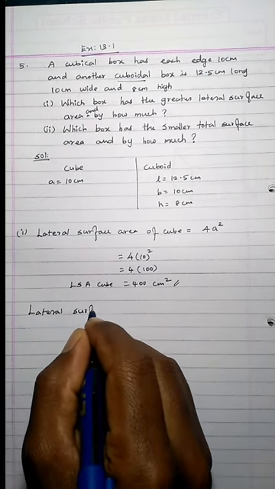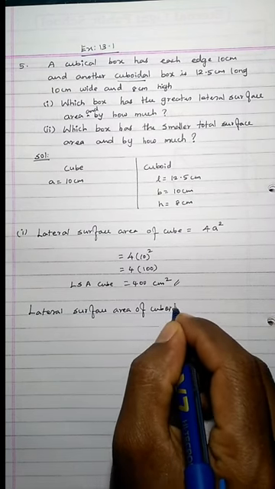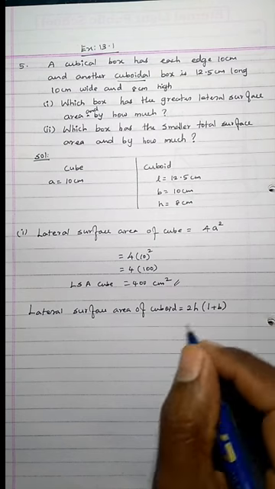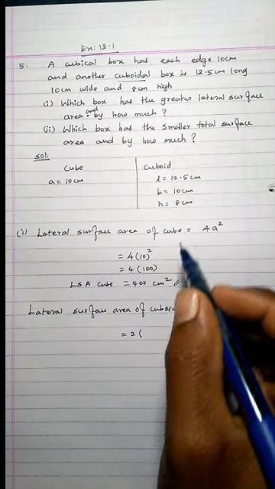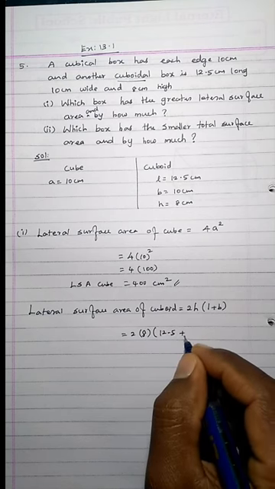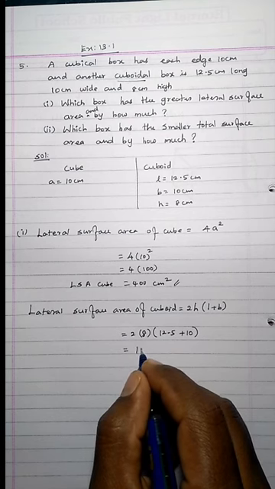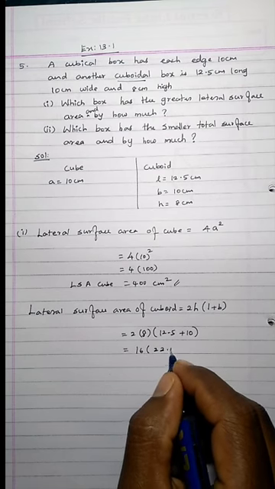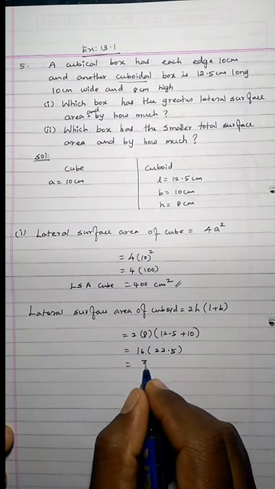Lateral surface area of cuboid. Lateral means four walls. So the formula is 2h into l plus b. Now 2 into h, height how much? We have height 8, into l 12.5 plus b 10. Then when you add, you will get 22.5, and multiply 16 with this.